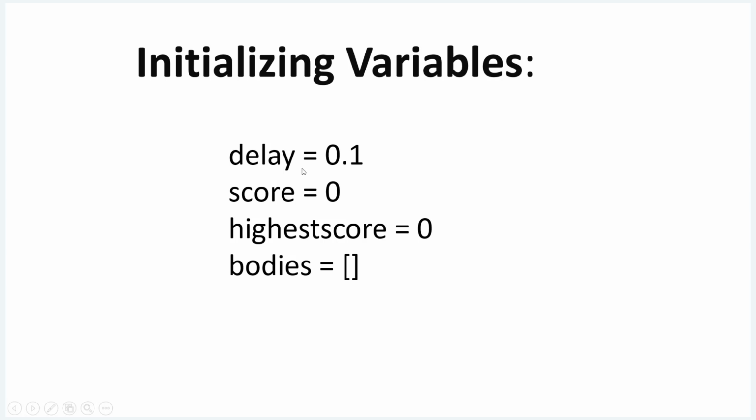Now we are initializing the variables. Starting delay is 0.1, score is 0, and obviously highest score is also 0. And bodies we are taking as an empty list. In this empty list I want to store all the snake body. So these are the variables.